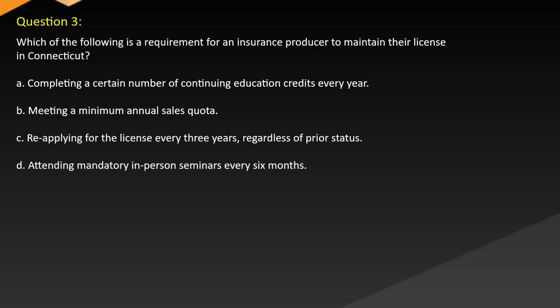Question 3. Which of the following is a requirement for an insurance producer to maintain their license in Connecticut? A. Completing a certain number of continuing education credits every year. B. Meeting a minimum annual sales quota. C. Reapplying for the license every 3 years, regardless of prior status. D. Attending mandatory in-person seminars every 6 months.